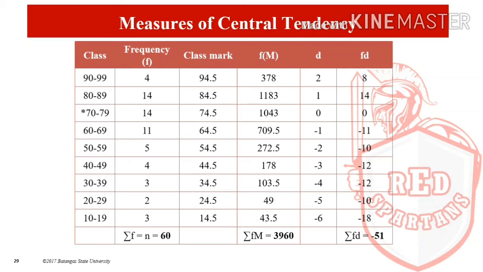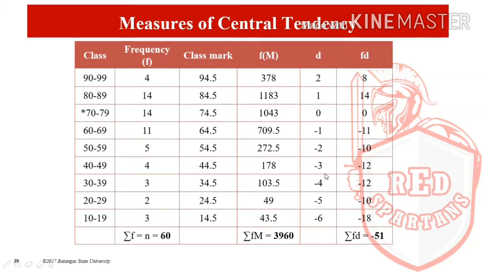Plus 11. 17 plus 11 is 28. Then plus 14 is, I think, 42. So, ibig sabihin yung pang 30th na score ay nasa class interval na 70 to 79. So, ibig sabihin, dun sa class interval na 70 to 79, iseset mo yung distance niya as 0. Then, yung class interval niya na pataas, so, ibig sabihin, 1, 2.